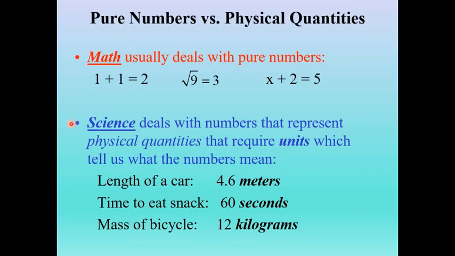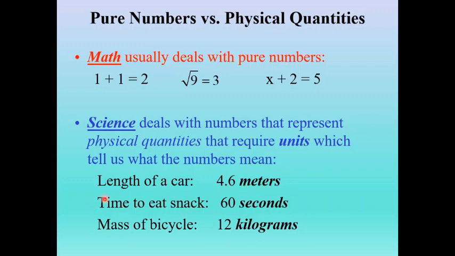What we're dealing with in this class is physical science, which deals with numbers that represent physical quantities that require units, which tell us what the numbers mean. For example, if someone asks you, what is the length of your car? And you tell them 4.6, well, that's meaningless because 4.6 what? 4.6 inches, 4.6 miles? For length and distance in this class, we're going to use the unit of meters. So we could describe the length of a car as 4.6 meters. Here the number 4.6 represents something physically. It's not just a pure number, because it's attached to the units of meters.